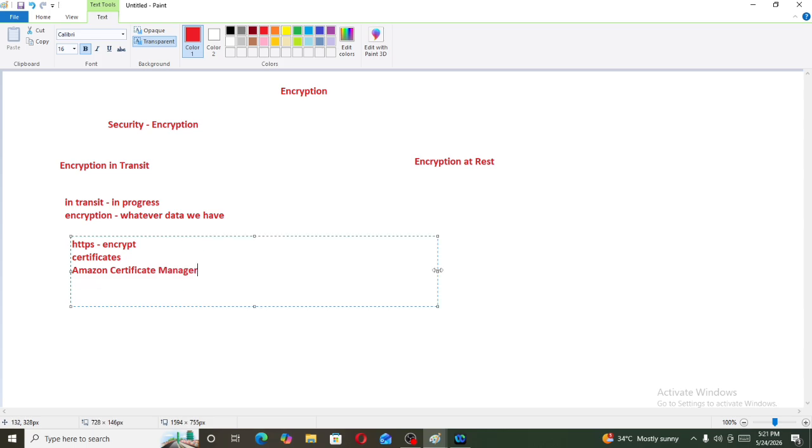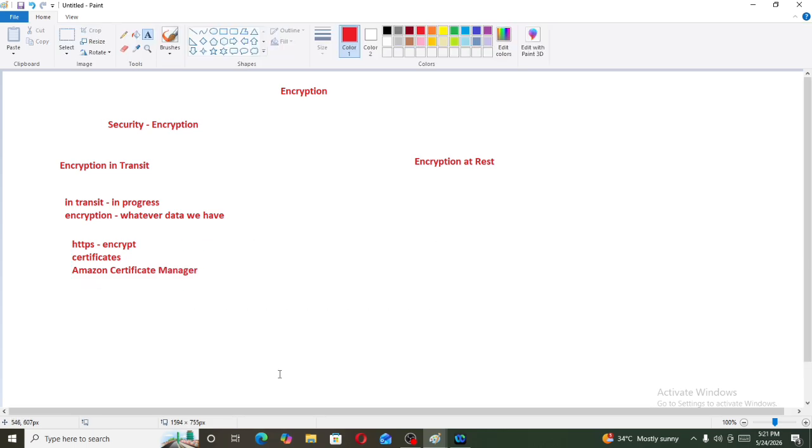In encryption in transit, our data will be traveling or in progress, so we will use HTTPS to encrypt our data. To encrypt this data, we will use certificates. GoDaddy is an external website from which we can purchase certificates, but AWS provides its own service, Amazon Certificate Manager. Using it, we purchase our certificates and encrypt our data.